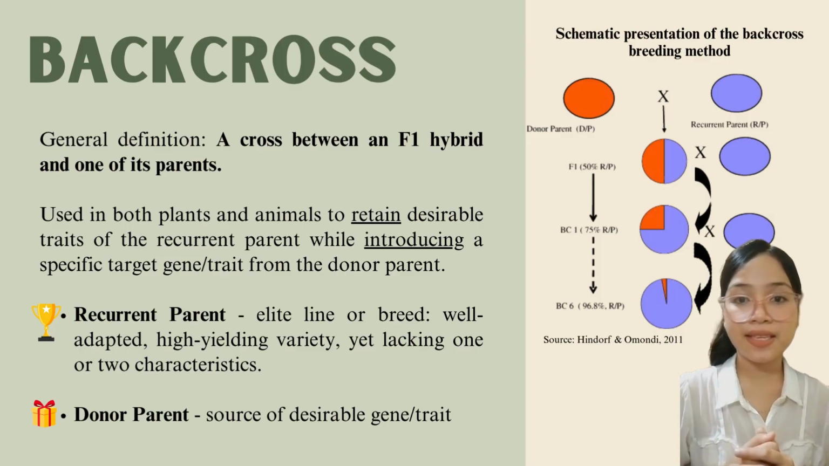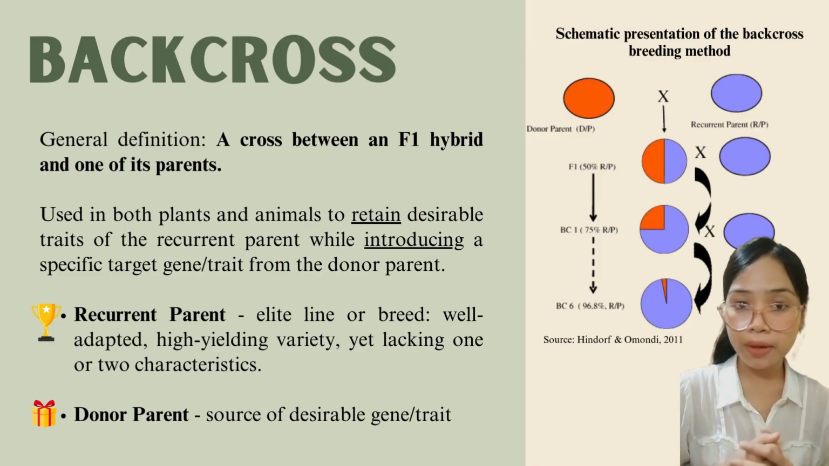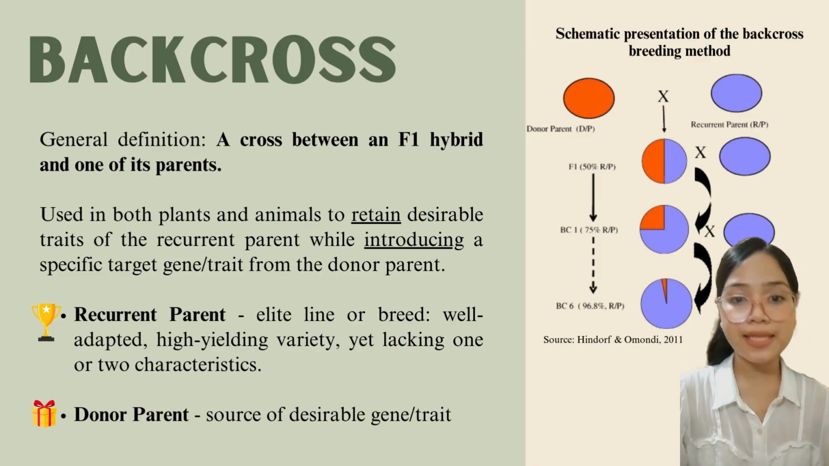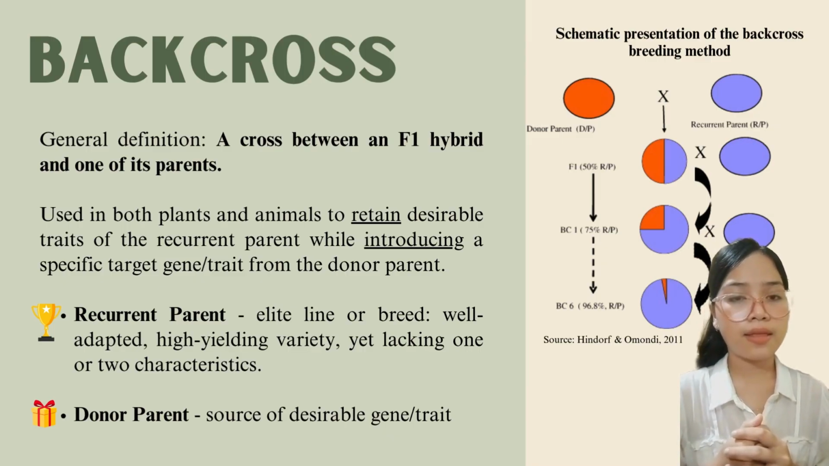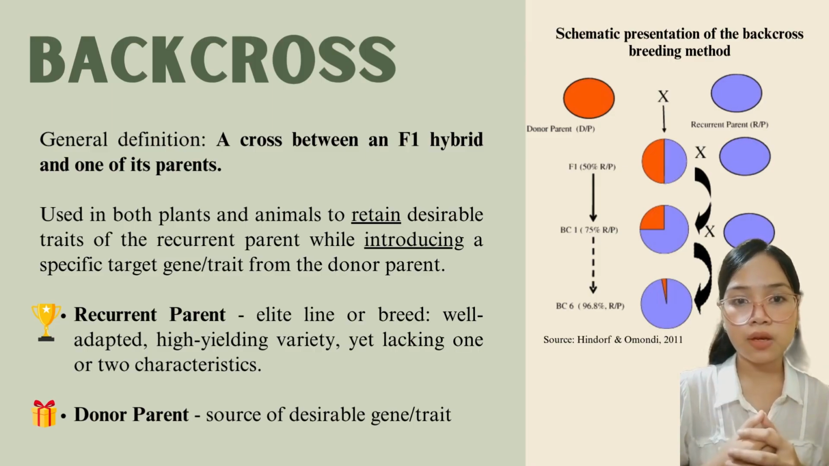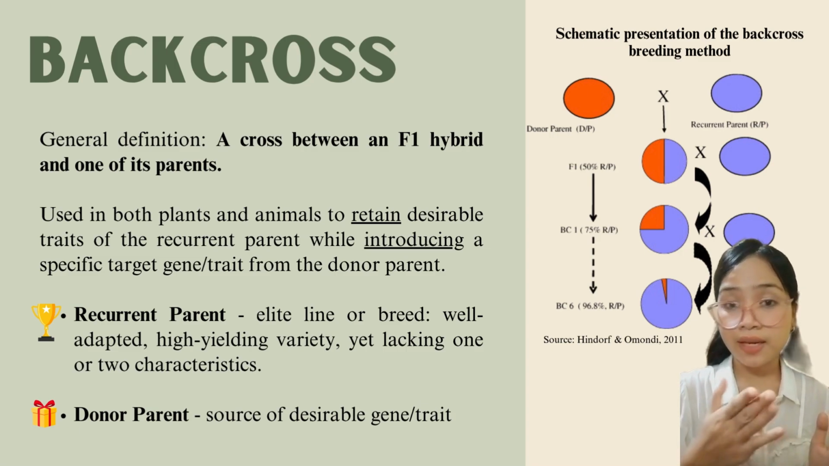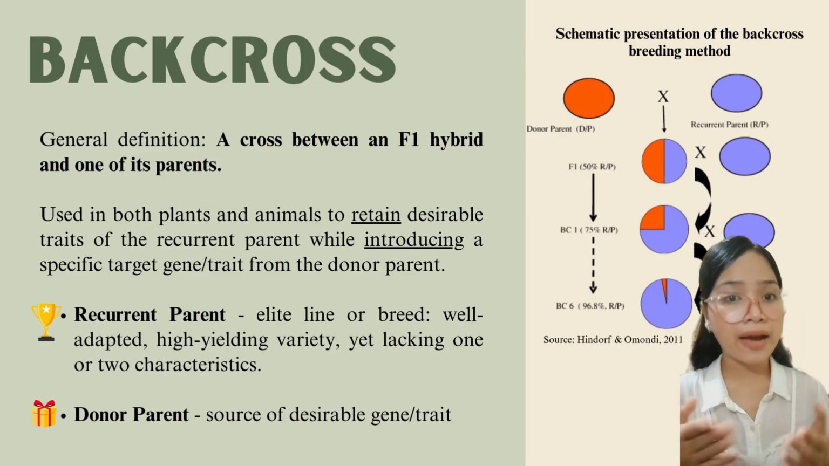Here we see a schematic diagram of the backcross breeding process. First, we cross the donor parent with the recurrent parent to produce the F1 hybrid, which contains 50% genes from each parent. Then, instead of continuing to cross with the donor parent, the F1 is crossed back with the recurrent parent, with its name recurrent meaning it appears repeatedly. And this is the backcrossing.